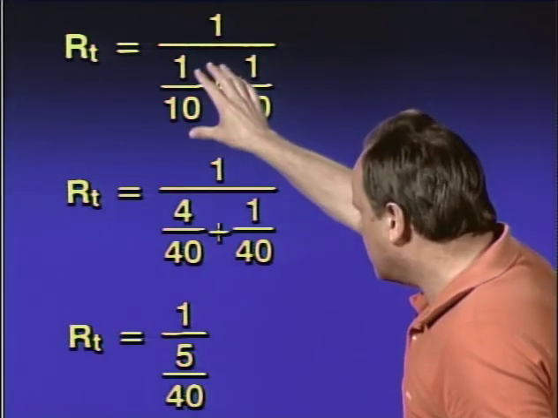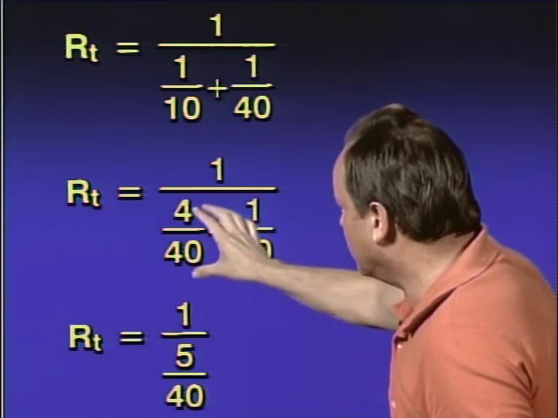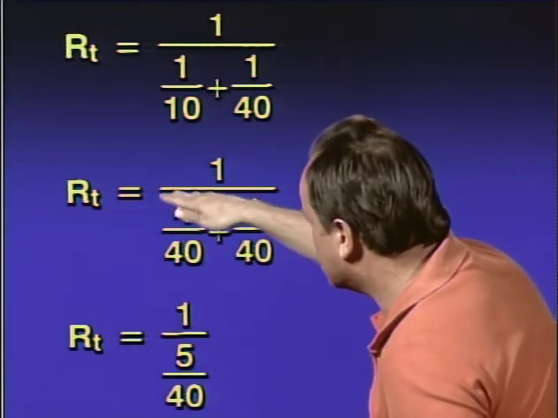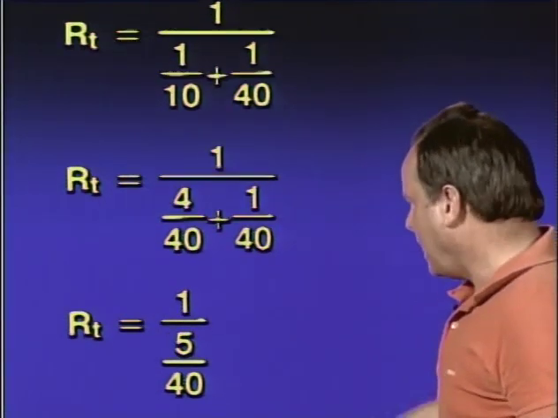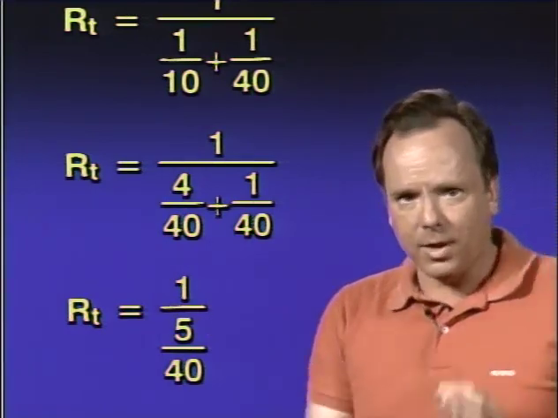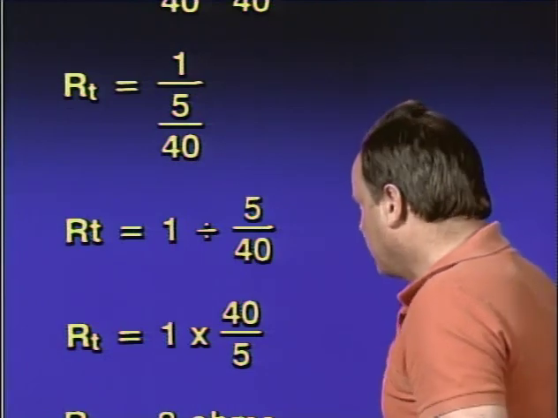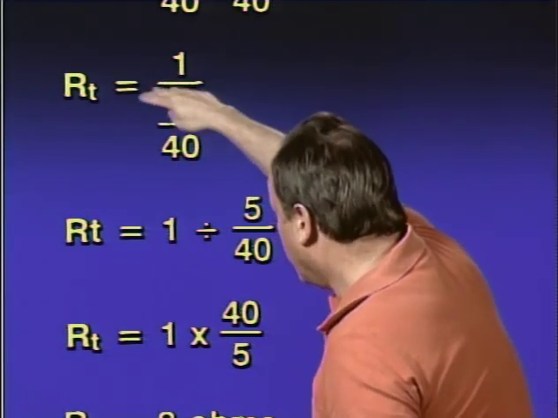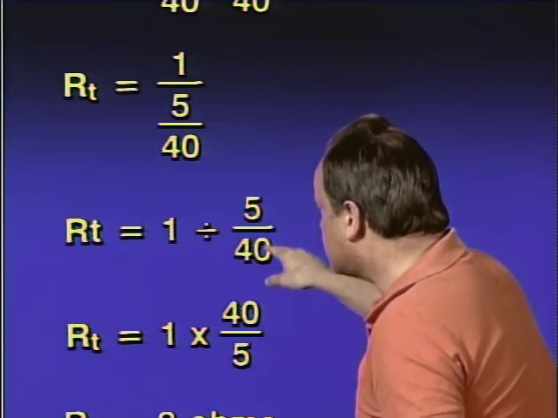To add these two together, we'll convert that 1/10 into 4/40, so we can add them together. So the total resistance is 1 over 4/40 plus 1/40, and we add those two together, and the total resistance is 1 over 5/40. Now, let's take a look at what 5/40 works out to. Well, first of all, instead of dividing it 1 over 5/40, let's express it another way, 1 divided by 5/40.